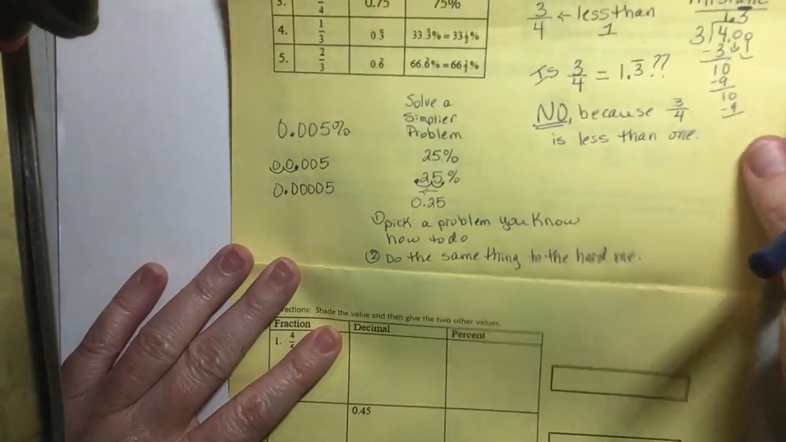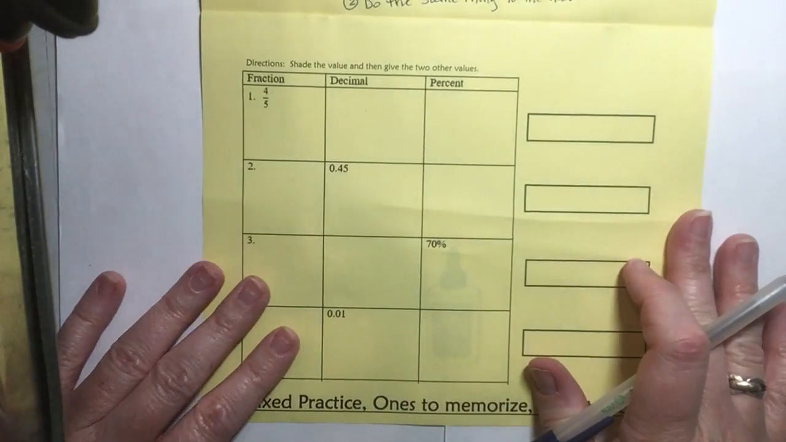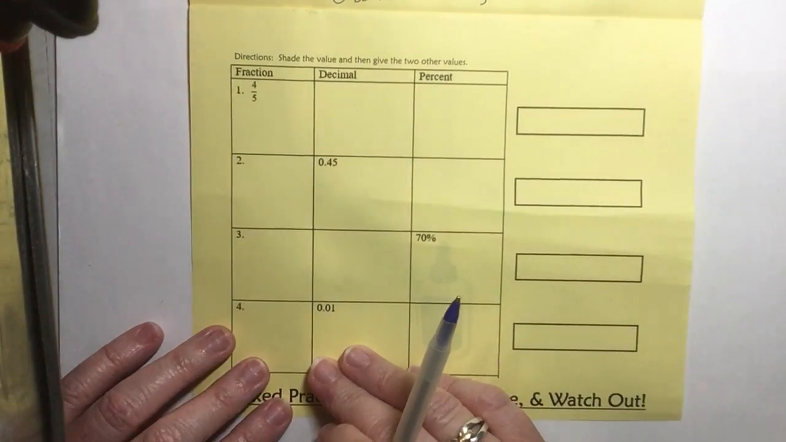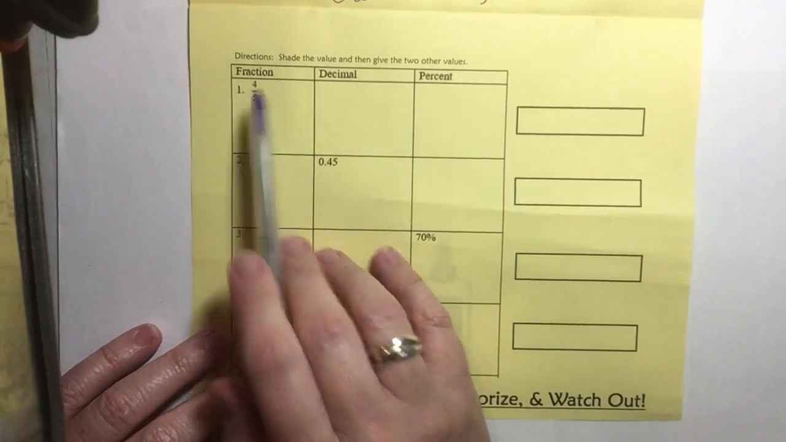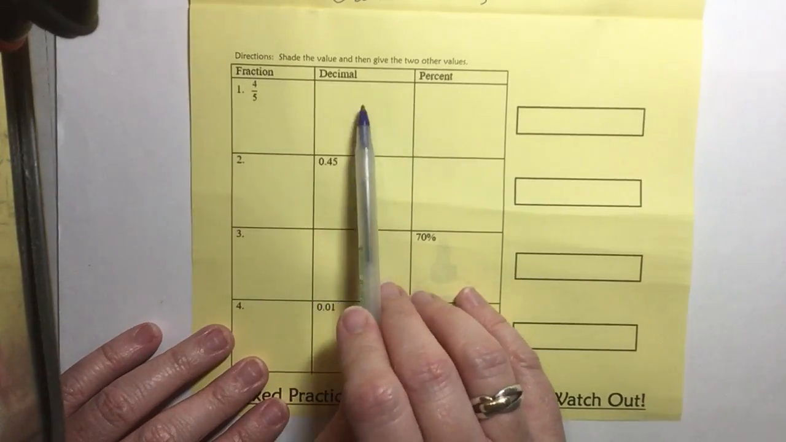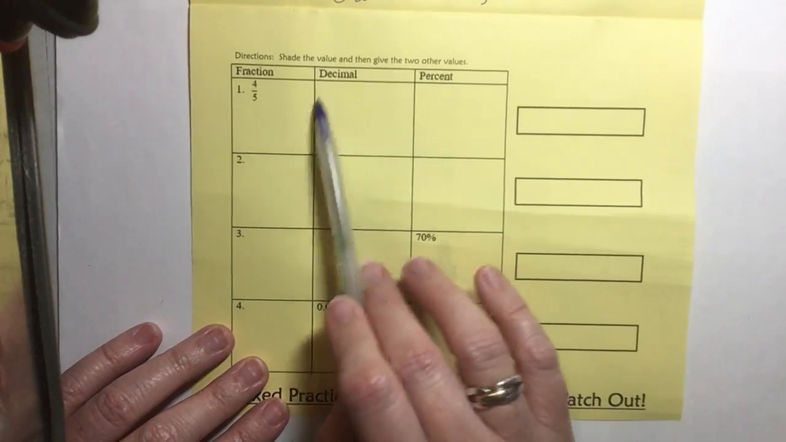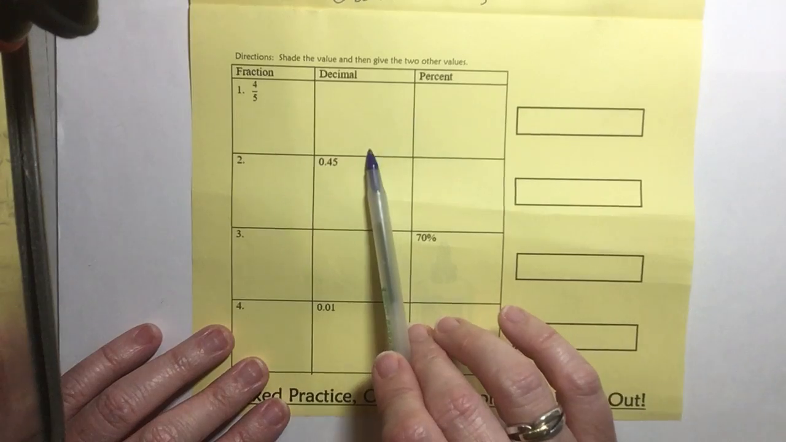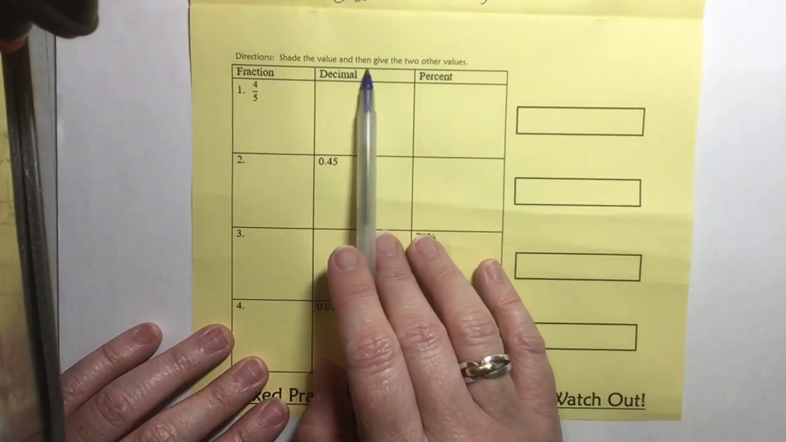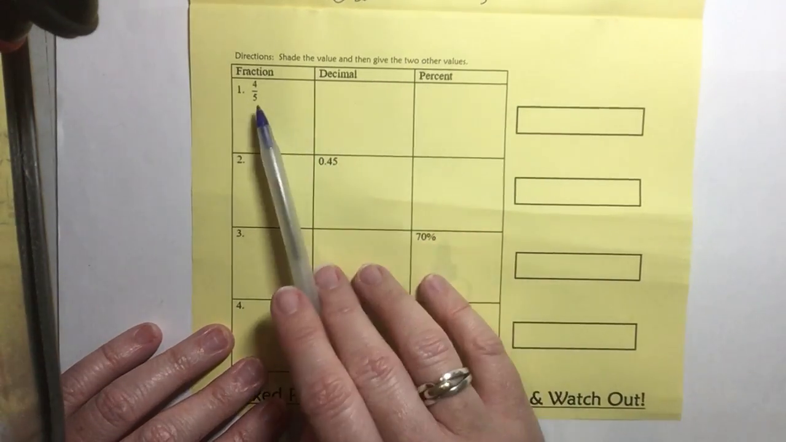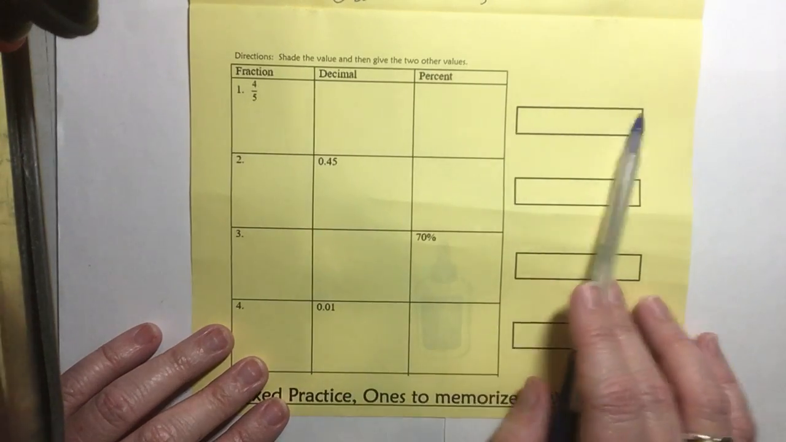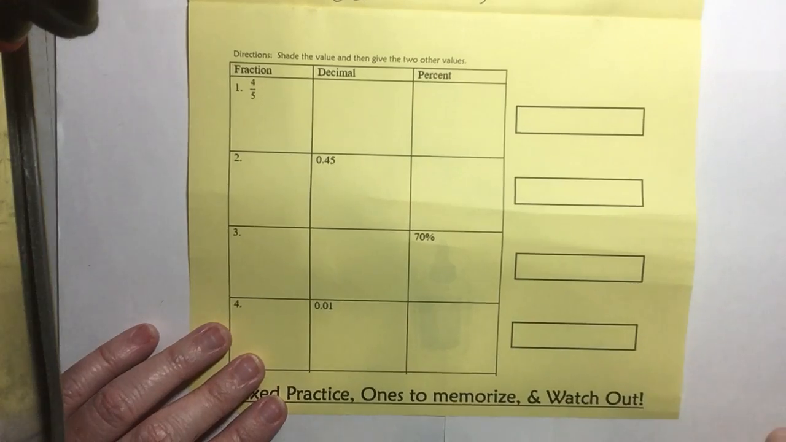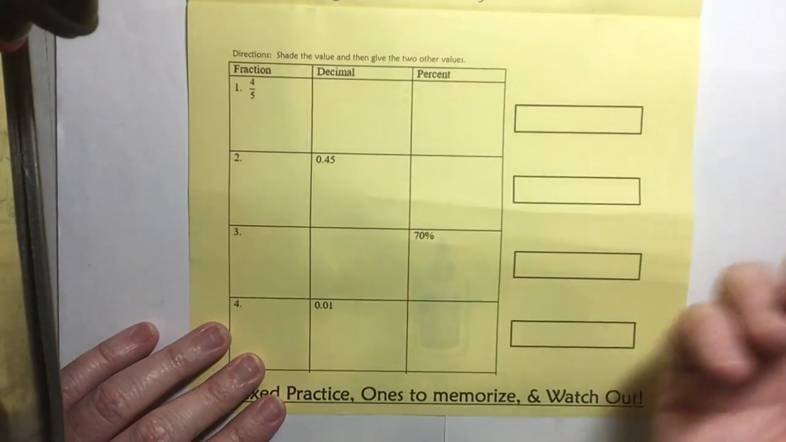Now, you are going to practice here in the chart. You're going to practice 4 ones by yourself. So you're going to take 4 fifths. You're going to figure out what the decimal is here, and then you're going to figure out what the percent is here. It has some space there for you to do your work. Then it also says shade the value. So right here, you're going to shade 4 fifths. Now we haven't practiced that, but hopefully you should remember.